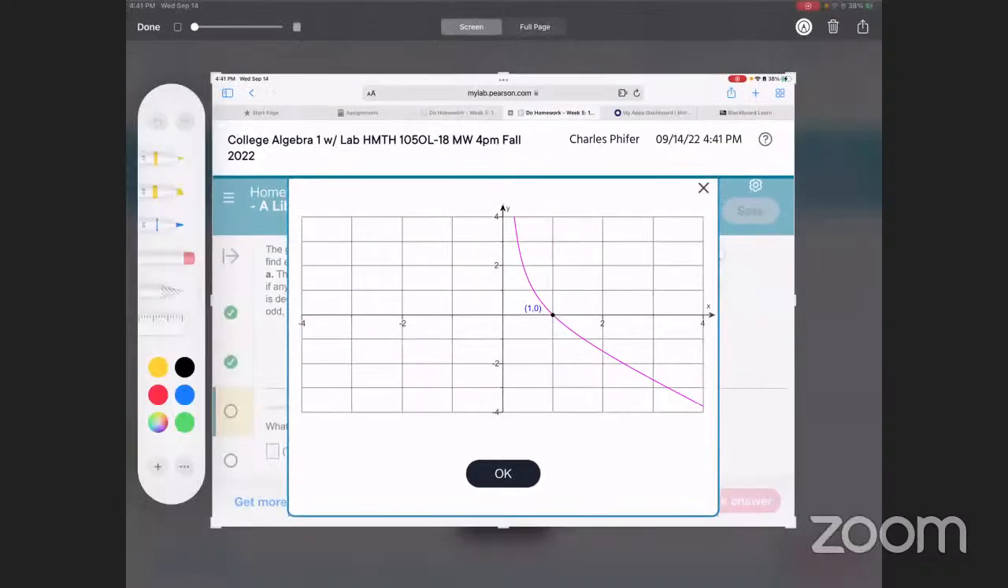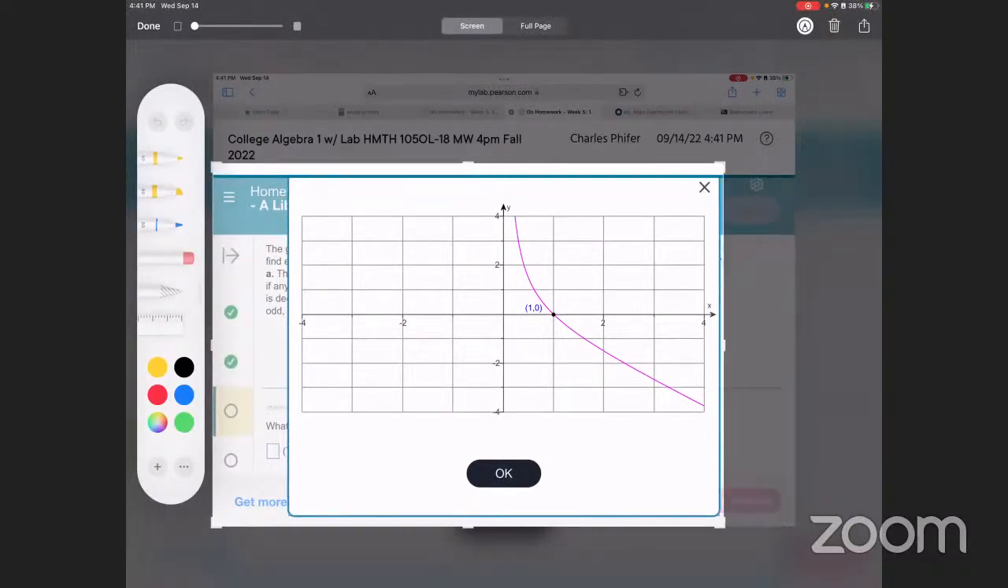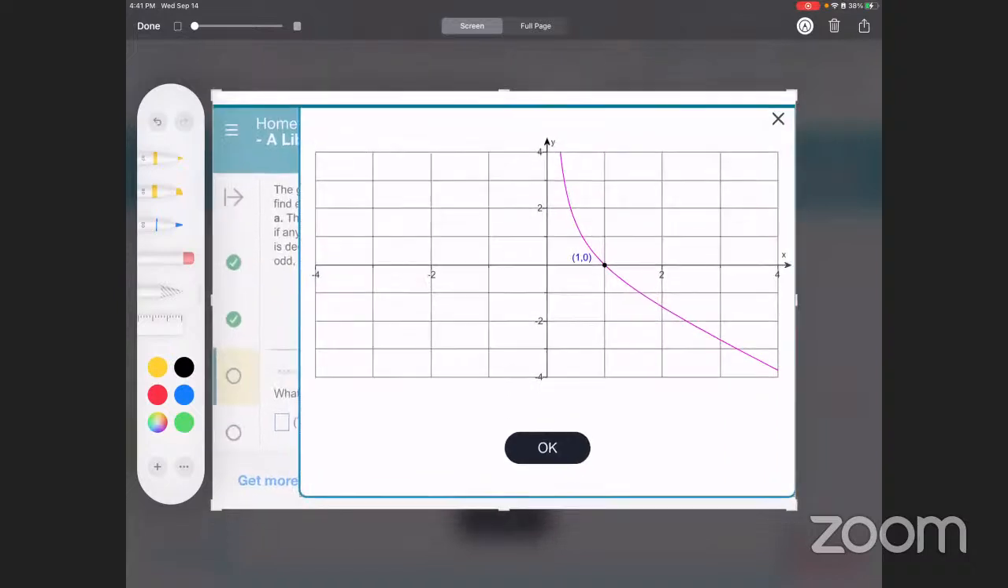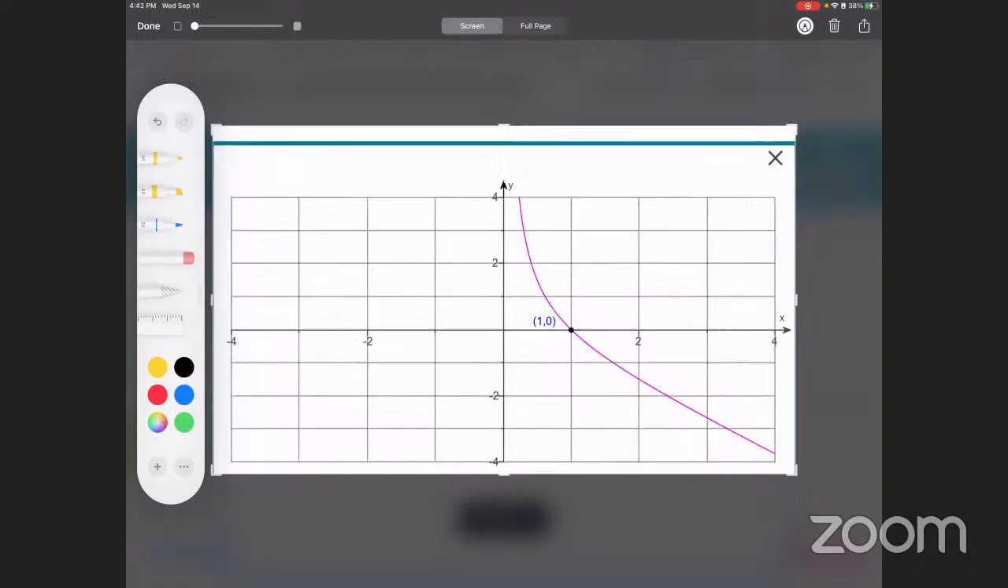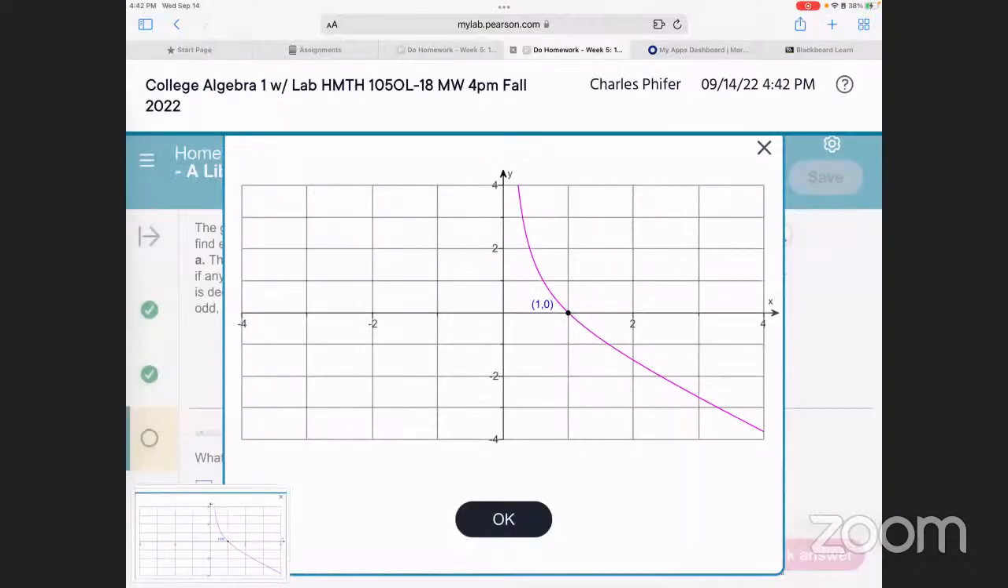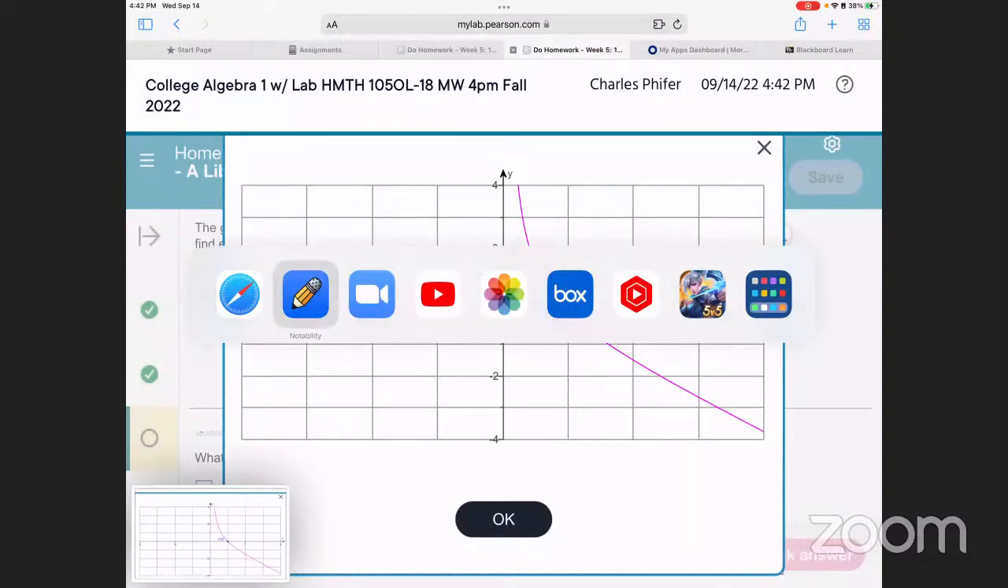pull this up, let me hop over to Notability to do this reply. So I just got a clean copy of this. And let's hop over here. Oh no. So hang on, come on.